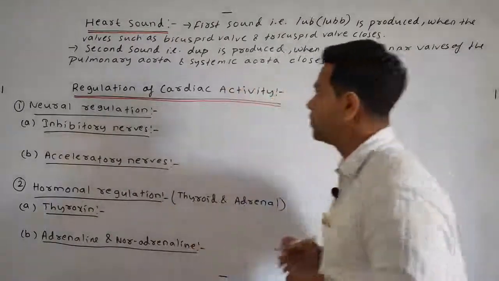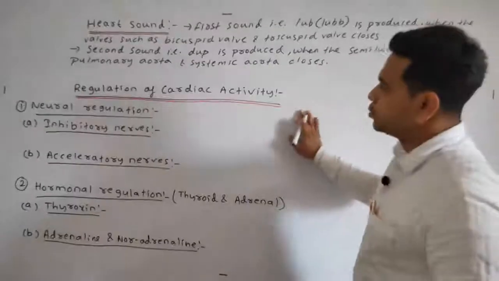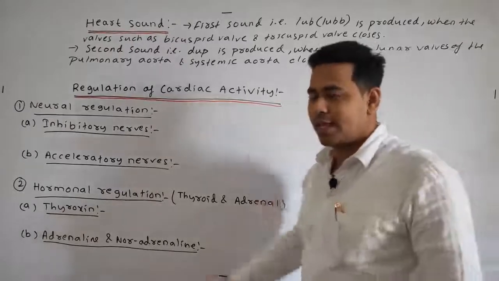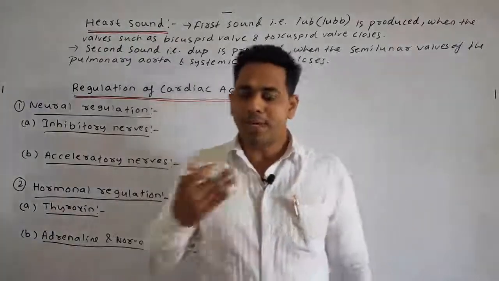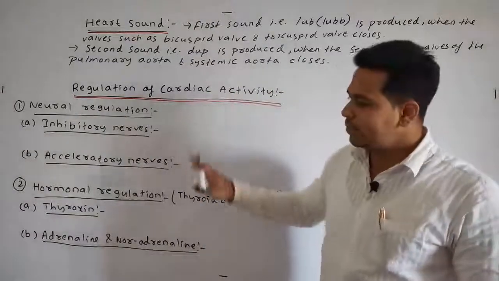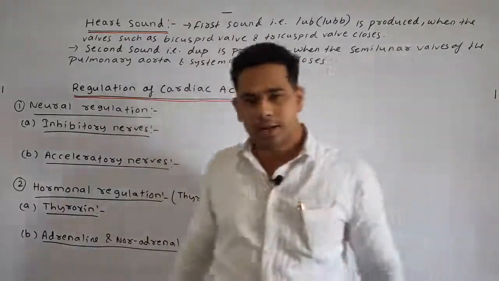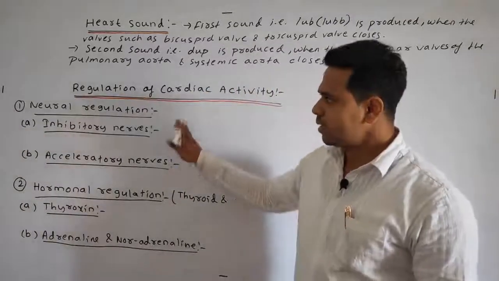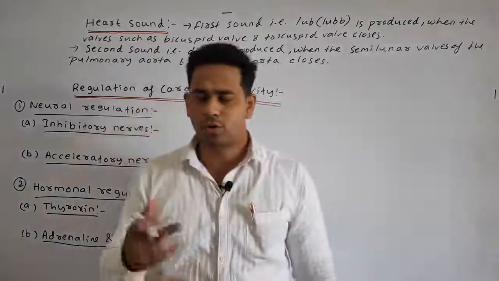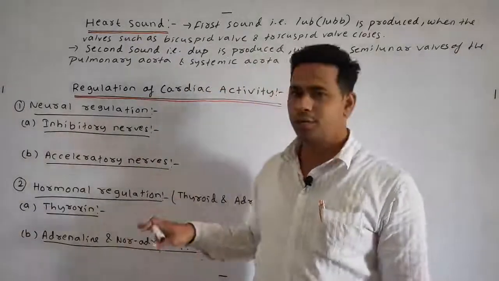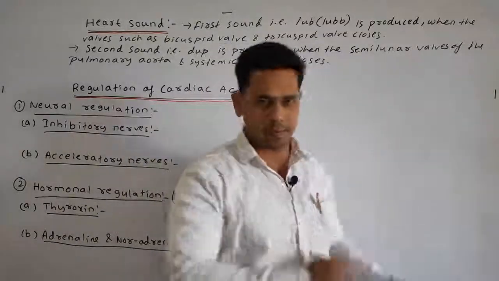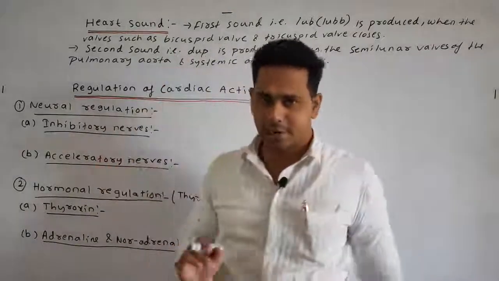Okay students, now come to our next topic, how this cardiac activity is regulated. First we discuss the neural regulation, then we will discuss the hormonal regulation. The neural regulation controls two types: first the inhibitory nerve, second the accelerator nerve. Inhibitory means it decreases the heartbeat, accelerator means it increases the heartbeat.